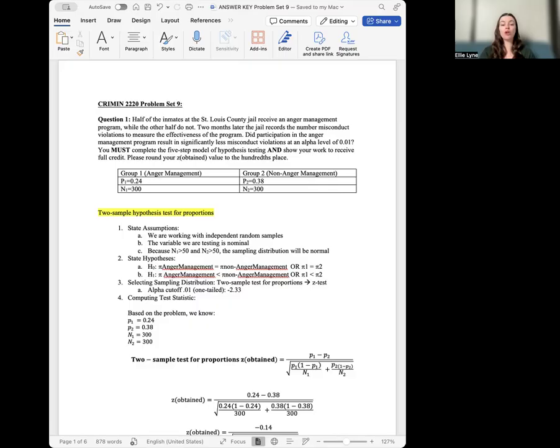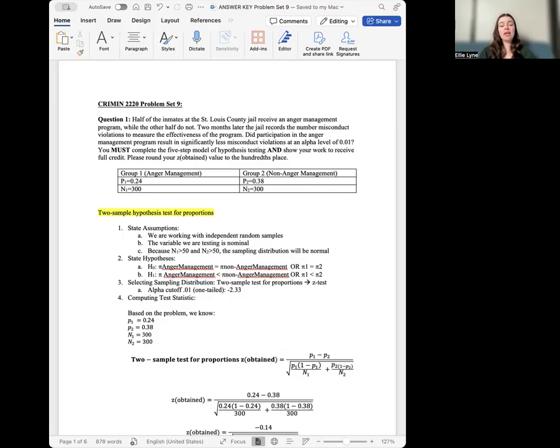The first thing is, and this is consistent across all of our different types of hypothesis testing, that we are working with independent random samples. And for this case, we know that these are distinct and independent of each other because you either participated in the anger management program or you did not. So we have that one checked off here.